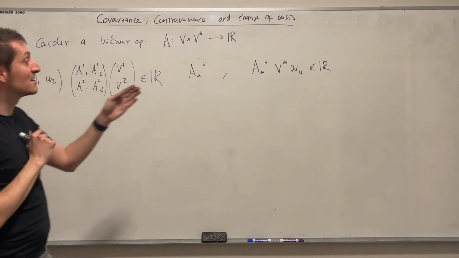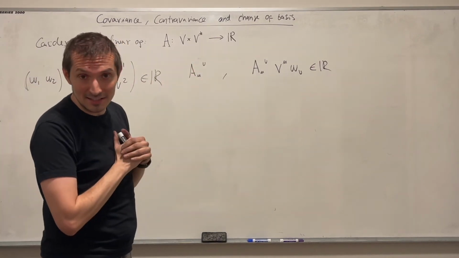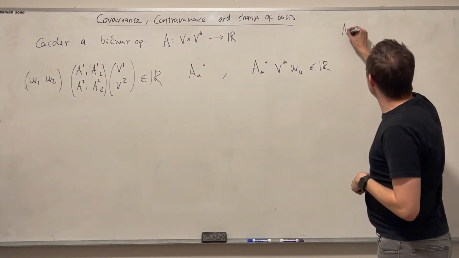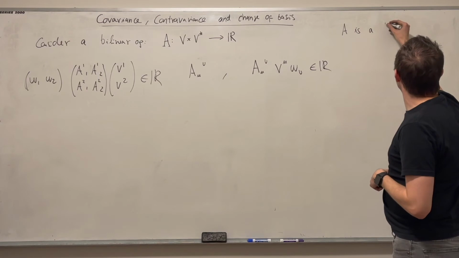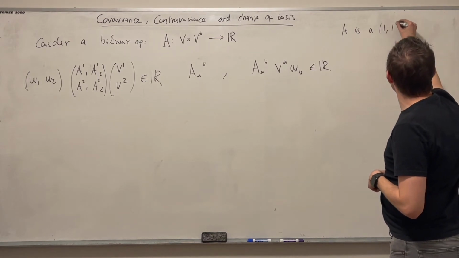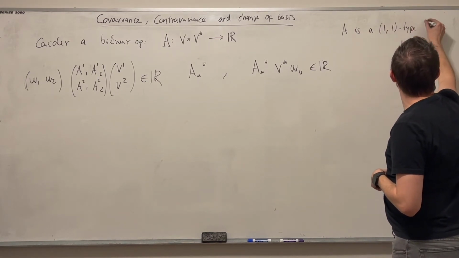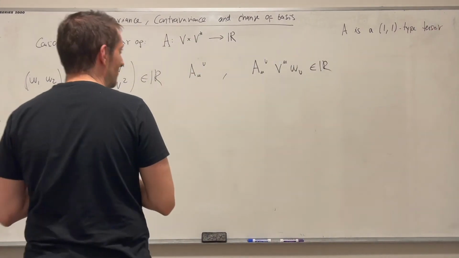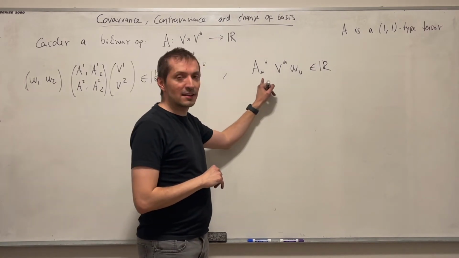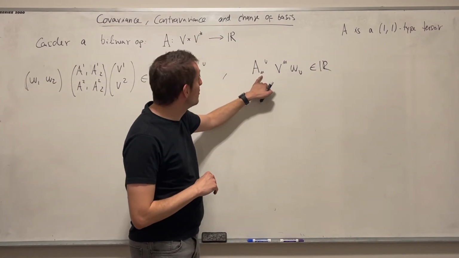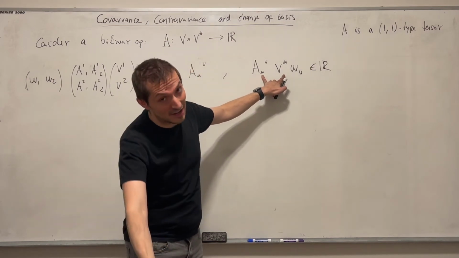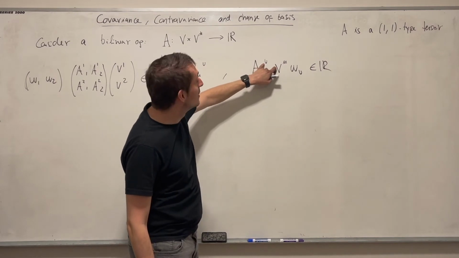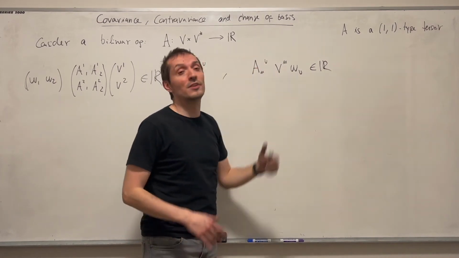So this object has two indices, and one is covariant and one is contravariant. So we call this A a one-one type tensor, which means one time covariant, one time contravariant. And consistently, it has one covariant index mu that is contracted with contravariant vectors V, and one contravariant index nu that is contracted with covariant indices from the covectors omega.